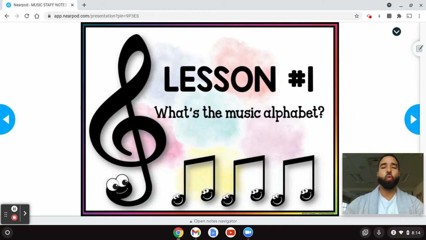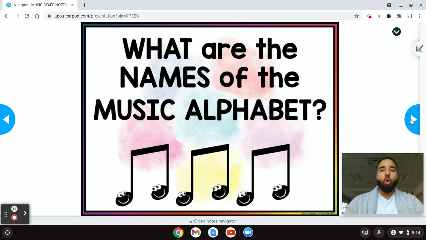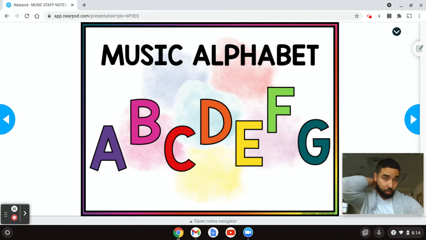Lesson number 1. What is the musical alphabet? All right, what is it? How many notes are in it? Which notes are in it? Which letters are in it? We're going to learn that right now. What are the names of the music alphabet? Our first slide we're going to look at is all of the musical alphabet notes available to us. Okay, as you can see here, we have the alphabet and it goes all the way up to G.